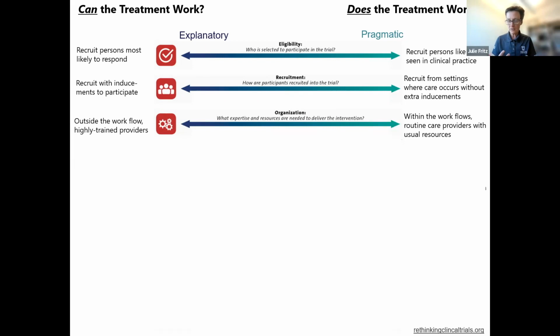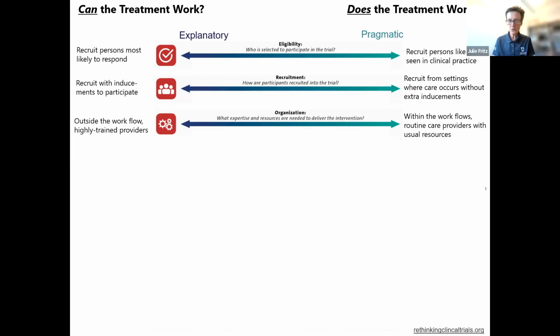So what are the domains that make a study more or less pragmatic? Well, the first one pictured here is eligibility, or who is selected to participate. A pragmatic study basically takes people like those in clinical practice. A more explanatory trial, as we already saw in the previous example, excludes the more challenging or difficult patients who may be less likely to respond.